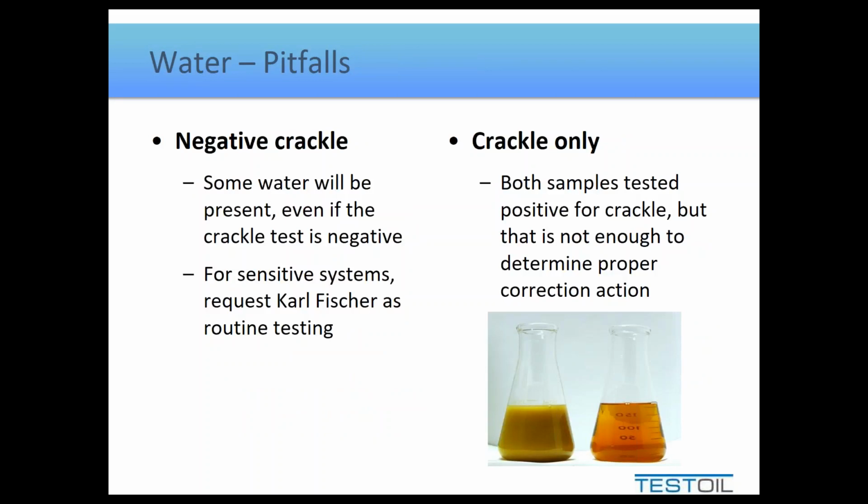The other side of the equation, though, is a positive crackle doesn't really give you any idea of the severity of how positive it is, right? Both those samples you see in that picture measured out at a positive crackle, meaning that they bubbled and crackled when they hit the hot plate. Clearly, the sample on the left is far more contaminated than the sample on the right. But those who rely on crackle test only wouldn't know the difference.